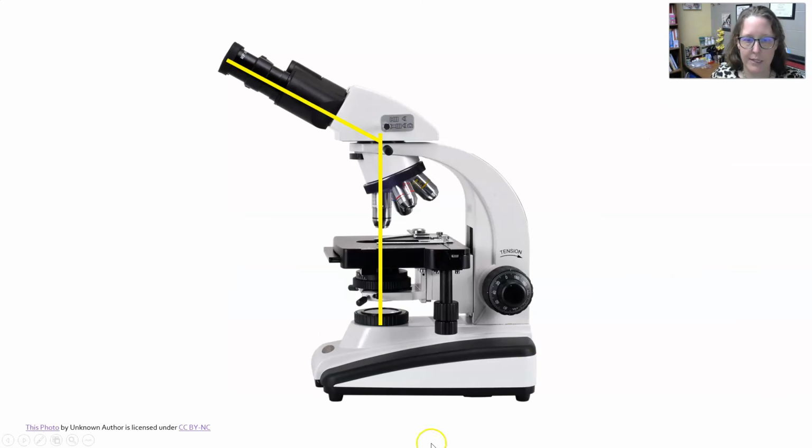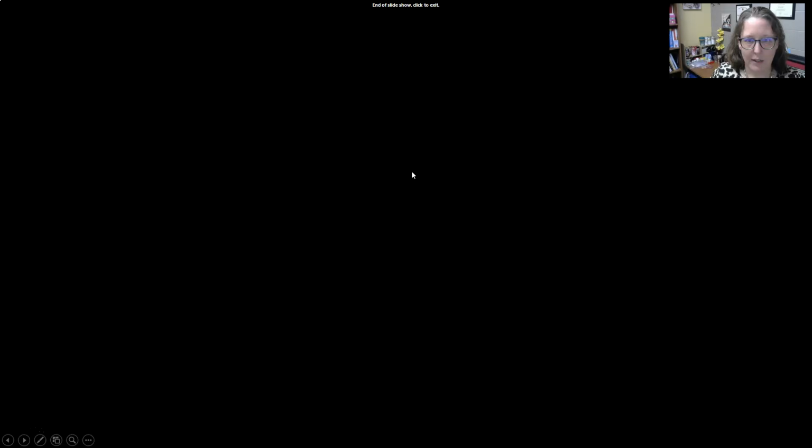And so here it is again, the path of the light from the light source through the condenser, focused onto the slide, grabbed by the objective, and put onto the body tube where it is reflected by our mirror, and then it goes through the body tube to the eyepiece there. So that's the path of light.